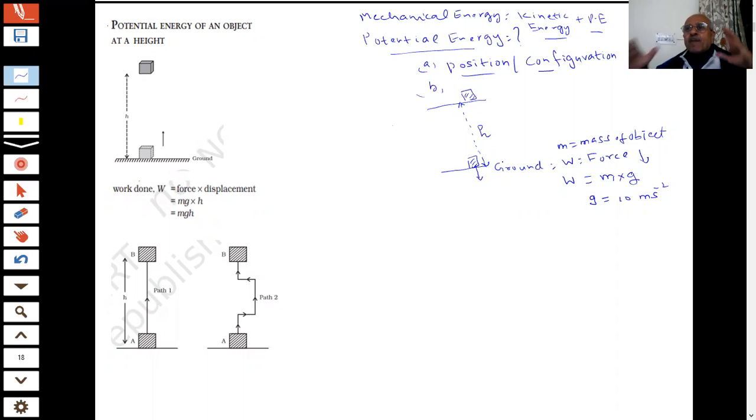As I said, students, work and energy have strong relationships like brother and sister. Work is done and you have been able to lift the object from ground to height h. And as soon as it acquires a height, now it has got gravitational potential energy. What type of energy are we saying? This is an example of gravitational potential energy. Yes or no?